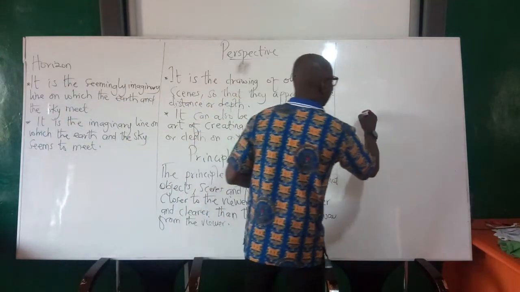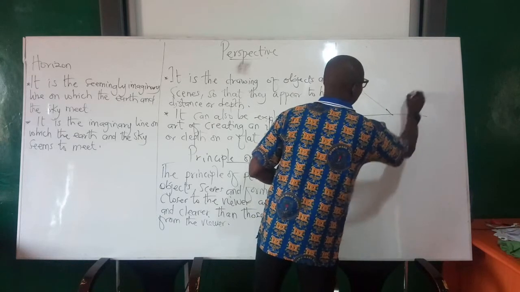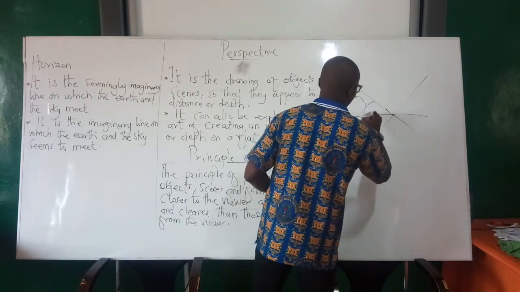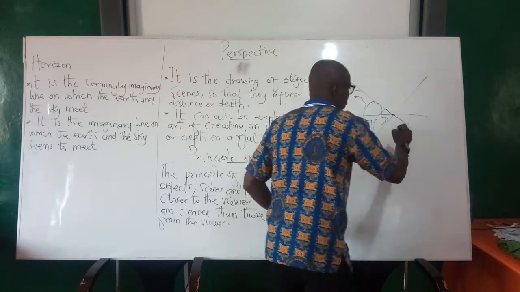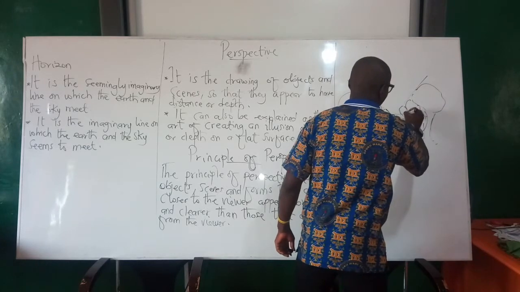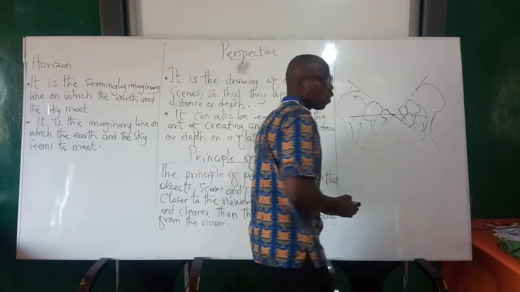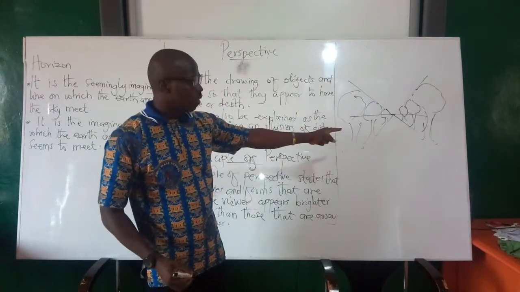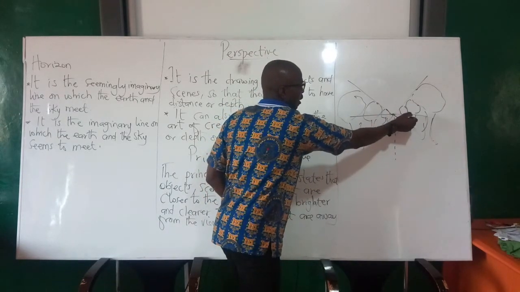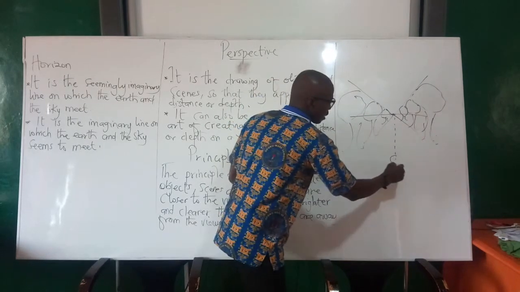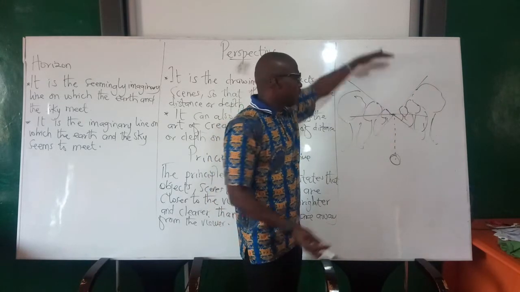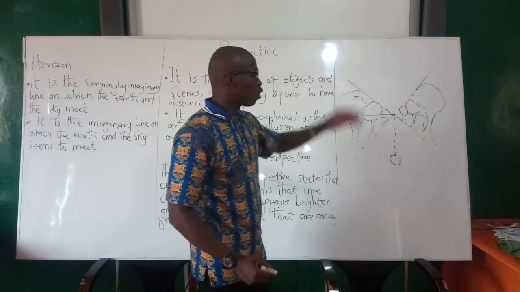So, for instance, let's look at this diagram I have on the board. This is a form of perspective. This is a road. When you look at this particular line here, as you are standing here and looking from afar, you will get to a point where you will not see again. What you see is the sky and the earth meeting on a line. That line is what we call horizon.